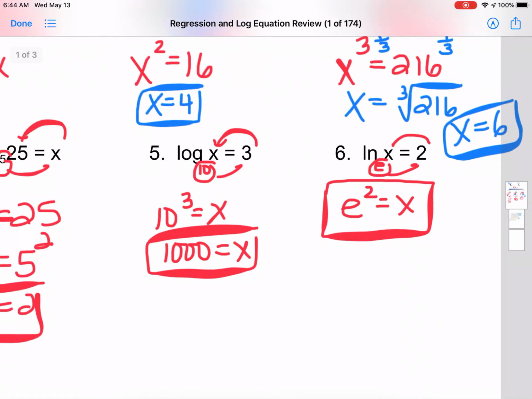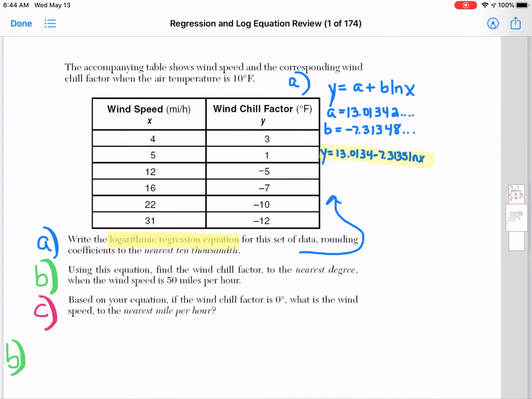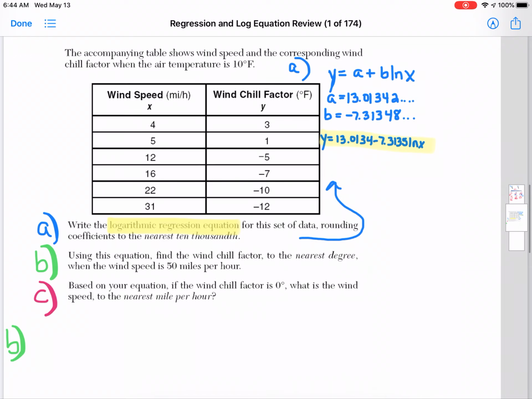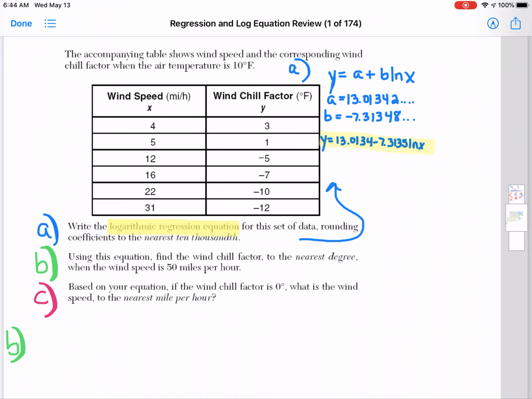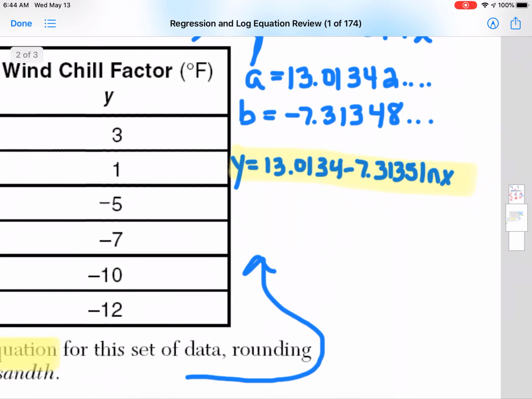Okay, now what I want to do is go back to that logarithmic exponential equation that we finished on in the last lesson. So I believe this is where we left off. We did part A, and I said to you guys, I didn't want to make you do B and C, but now we finished the statistics unit, and we can go back and really look at this question, and we reviewed log equations. So remember what this was. We had wind speed and wind chill factor. Part A was write the logarithmic equation for the data rounding to the nearest 10,000, and we did that in the calculator. We wound up with that equation, y equals that.